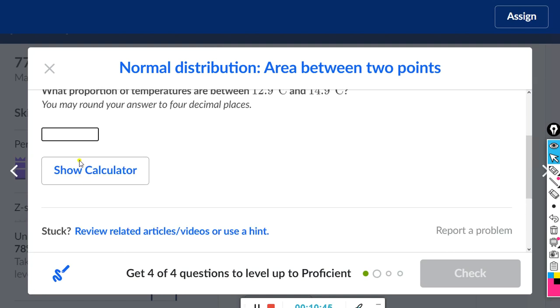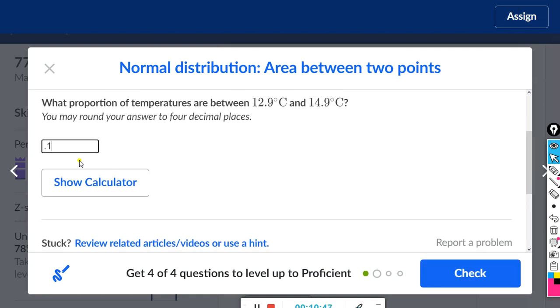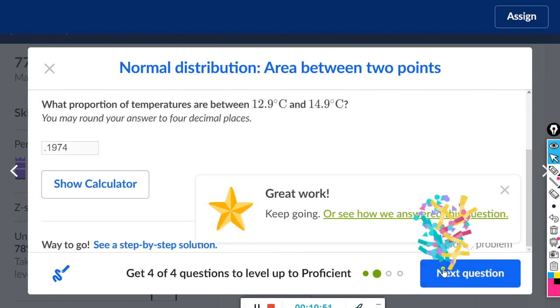All right, and you just enter that number in the box, 0.1974. So that's actually 19.74%. But we keep it in terms of a decimal.